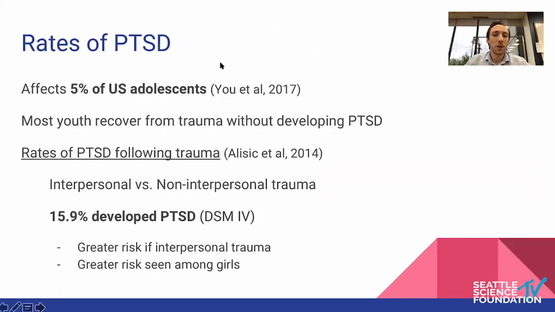And so when we talk about the rates of PTSD, estimates show that PTSD affects about 5% of US adolescents, and of youth who are exposed to trauma, many recover without developing PTSD. It's unclear what percentage of adolescents go on to develop PTSD following an exposure to trauma. In a meta-analysis conducted in 1994, it was estimated that up to 36% of youth exposed to trauma went on to develop PTSD. However, there was wide variability in estimates among the studies pooled for that meta-analysis.